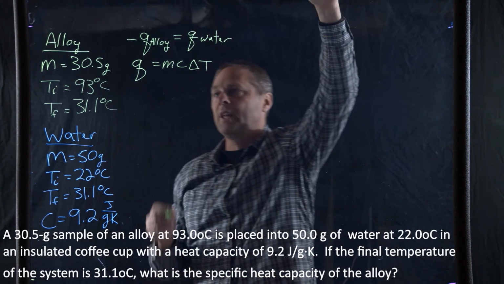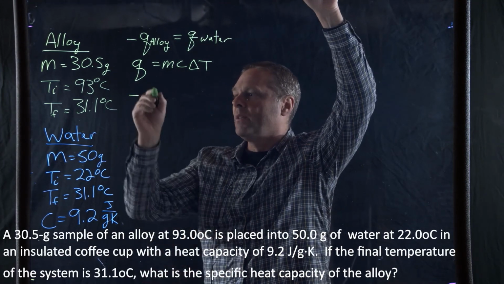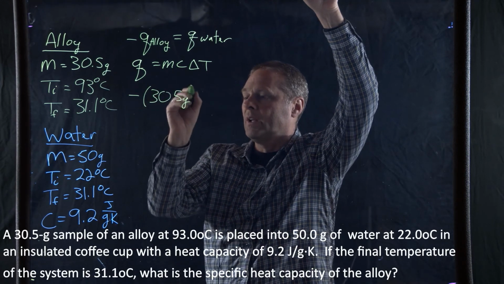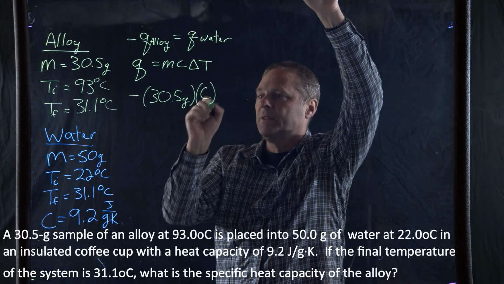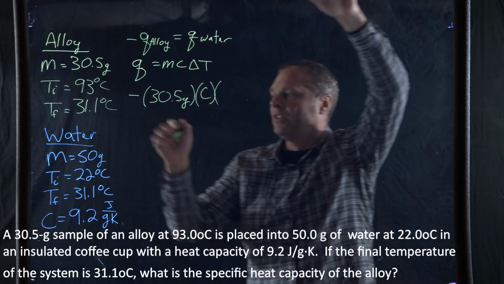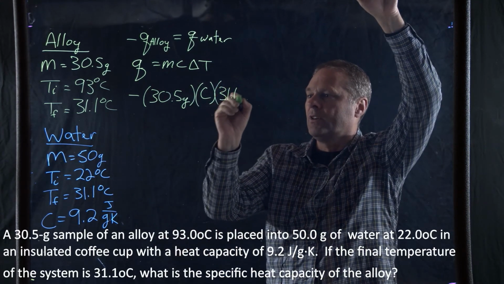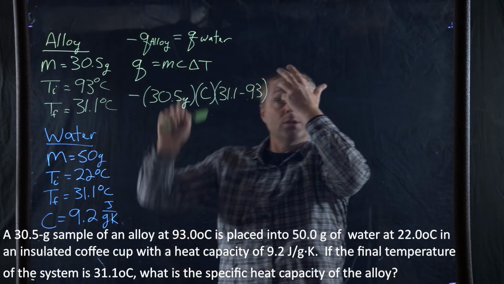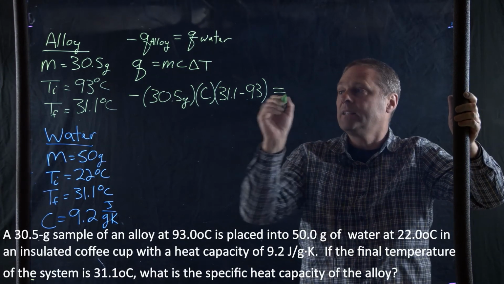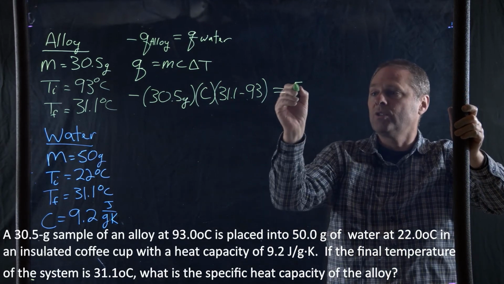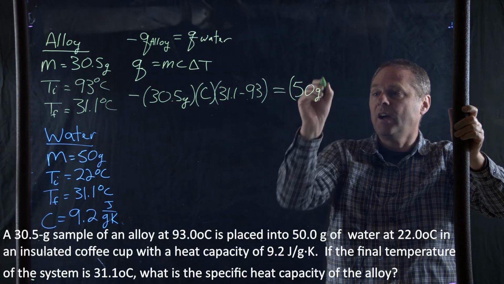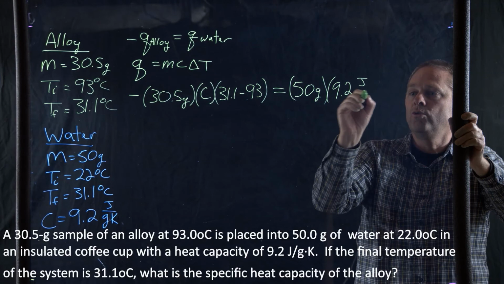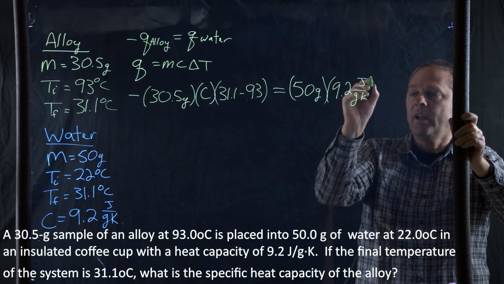So let's just start working with the alloy. So we're going to leave our negative there. The mass of the alloy is 30.5 grams. We're looking for the specific heat. The change in temperature is going to be the final temperature minus the initial temperature, and that's going to deal with the alloy. So now we're done with this part, is equal to mass of the water, which is going to be 50 grams times the calorimeter constant for our calorimeter, which is 9.2 joules per gram Kelvin.